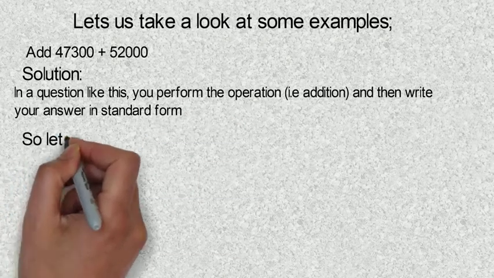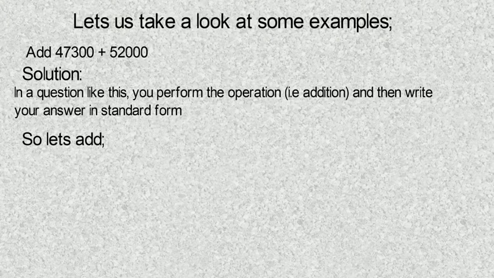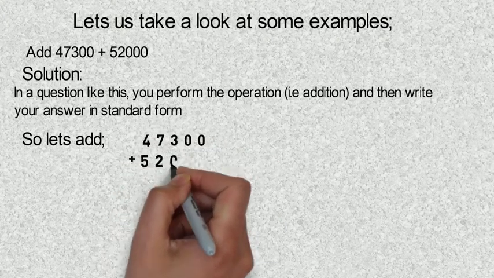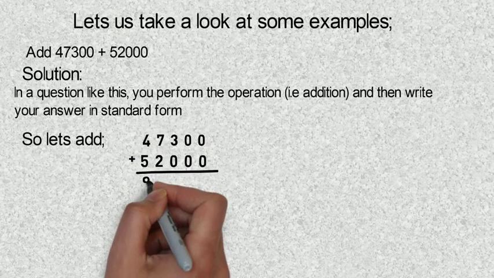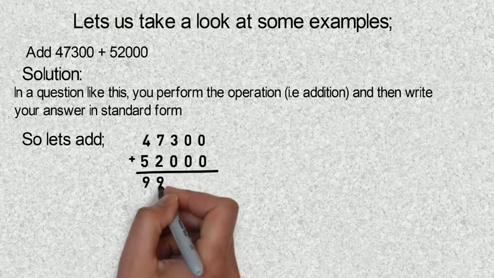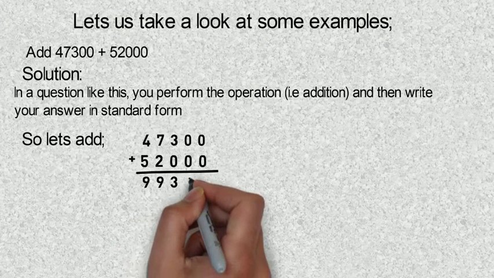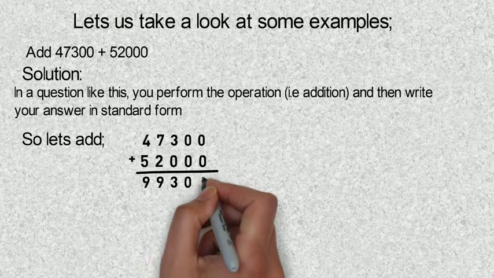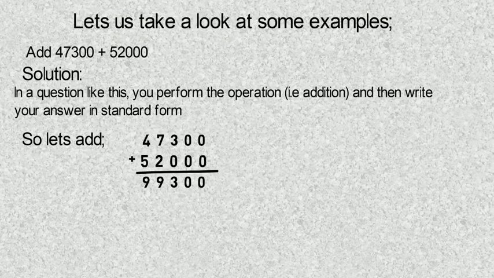So let's add 47,300 plus 52,000. 4 plus 5 gives 9. 7 plus 2 gives 9. 3 plus 0 gives 3. 0 plus 0 gives 0. 0 plus 0 gives 0.